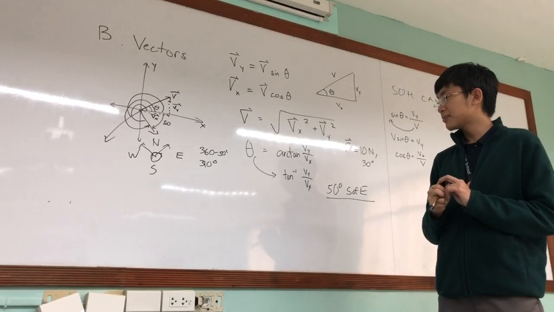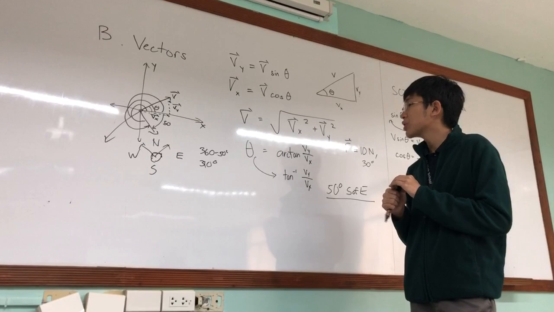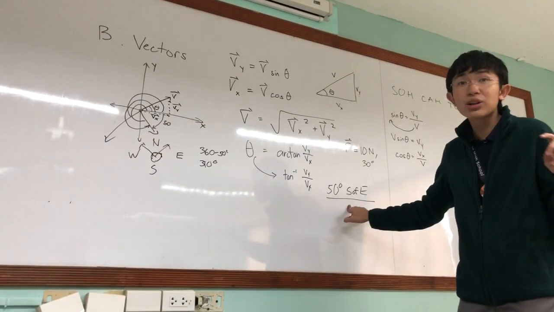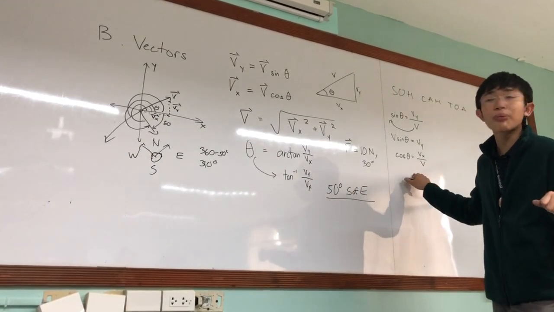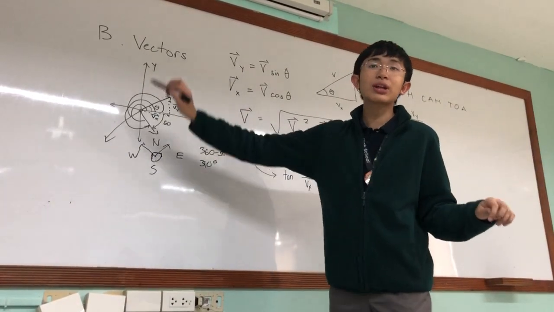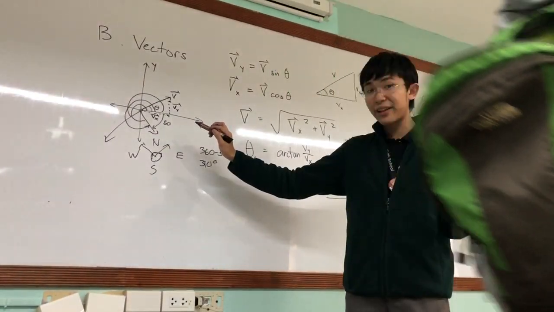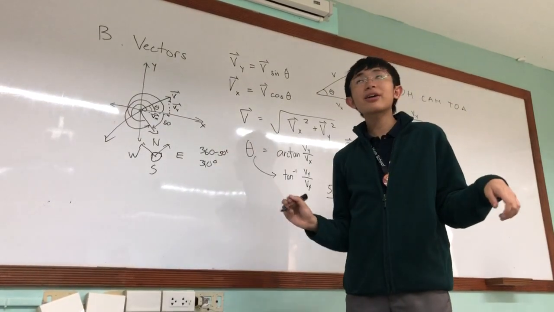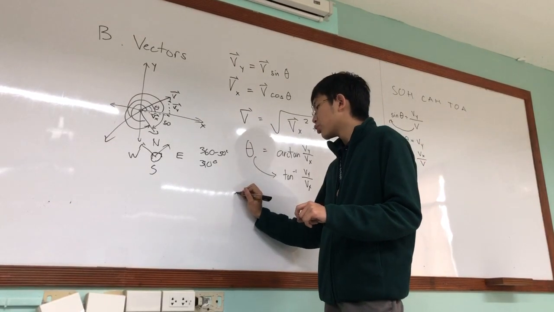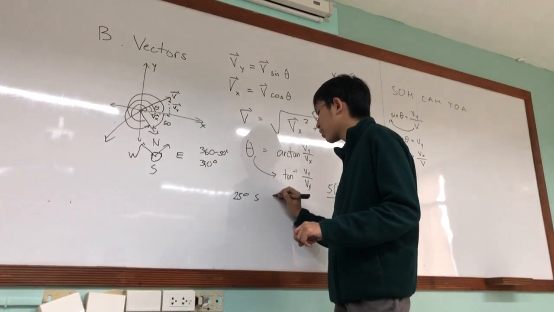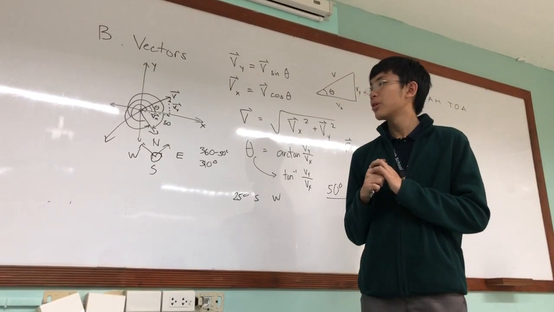Okay, next. What else? So we have the angle. You have to know how to convert the angle to normal form, which starts at the x-axis and goes counterclockwise. Any questions as to how to do that? What if I write 25 degrees south of west? How do you get that? 25 plus 180.